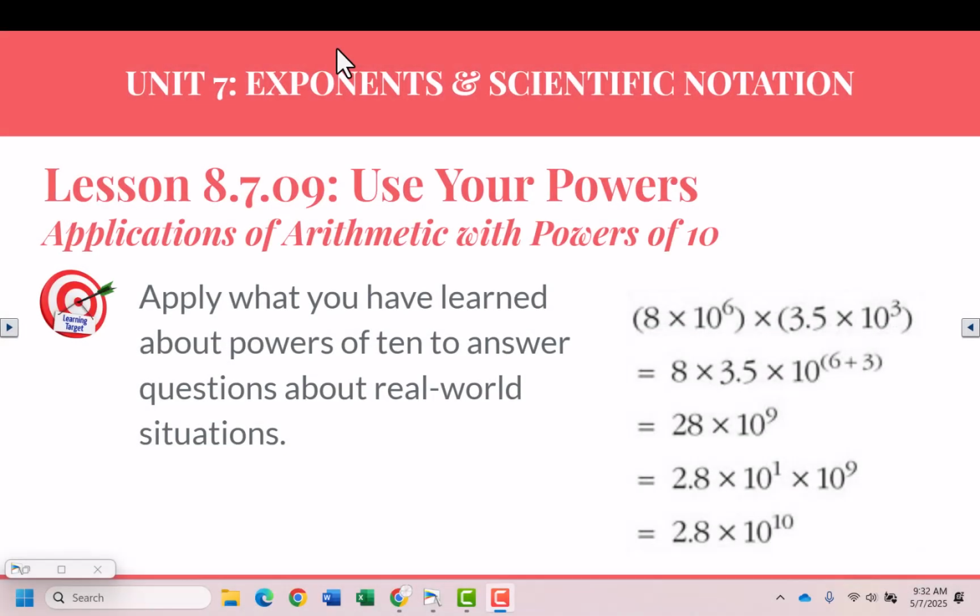Lesson 8709, Use Your Powers, Applications of Arithmetic with Powers of 10. In this lesson, we'll apply what you've learned about powers of 10 to answer questions about real-world situations.